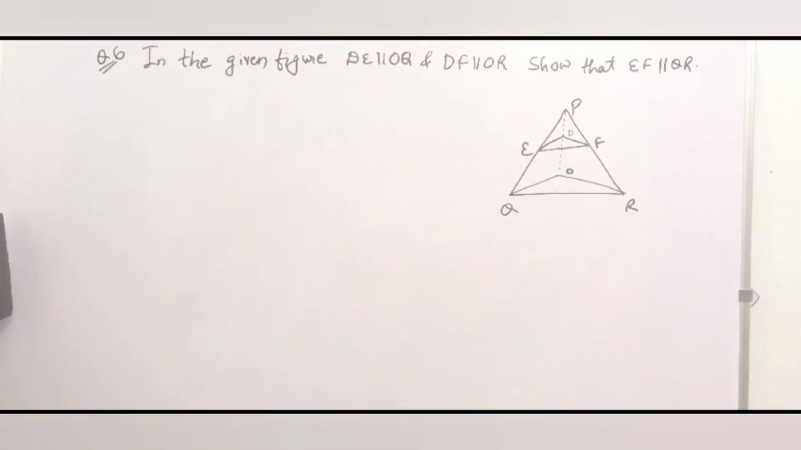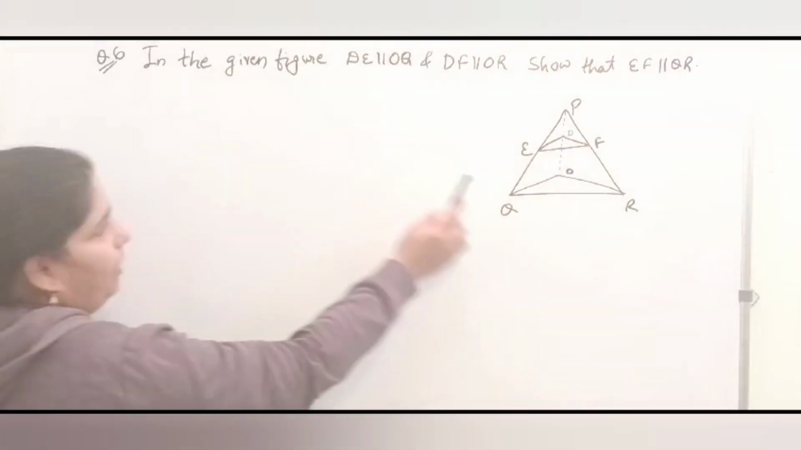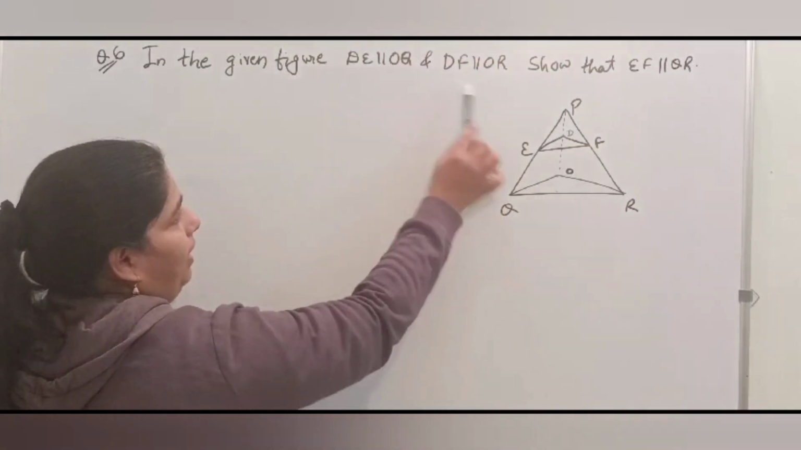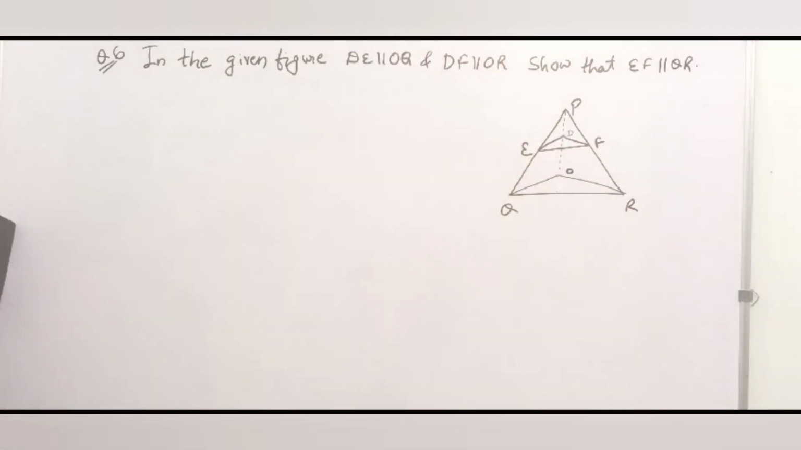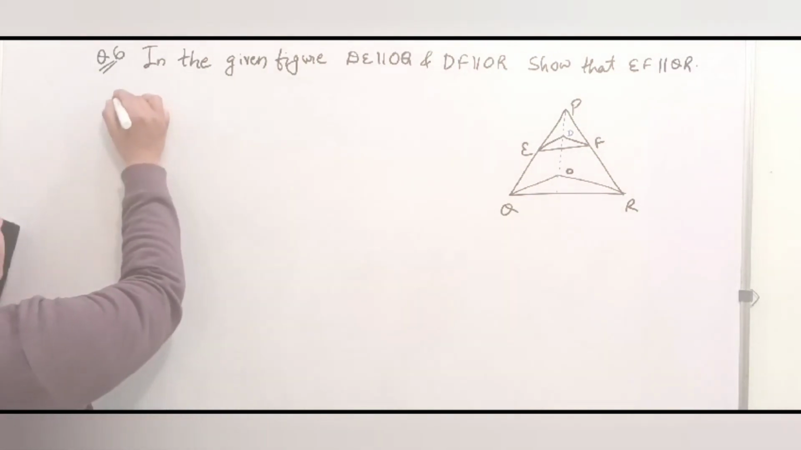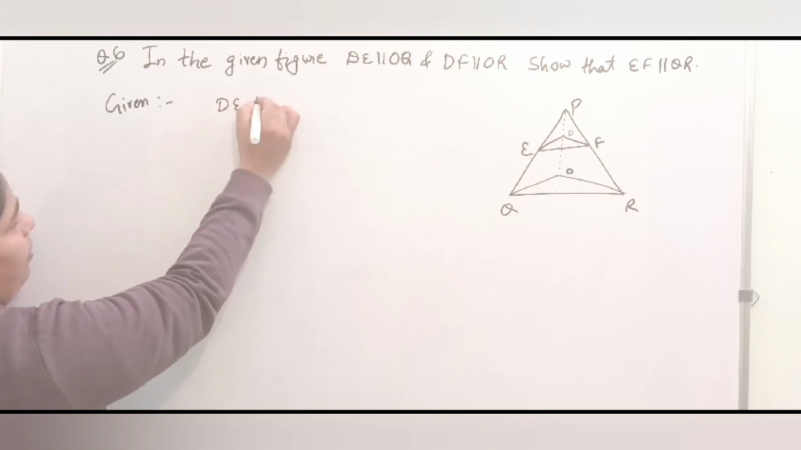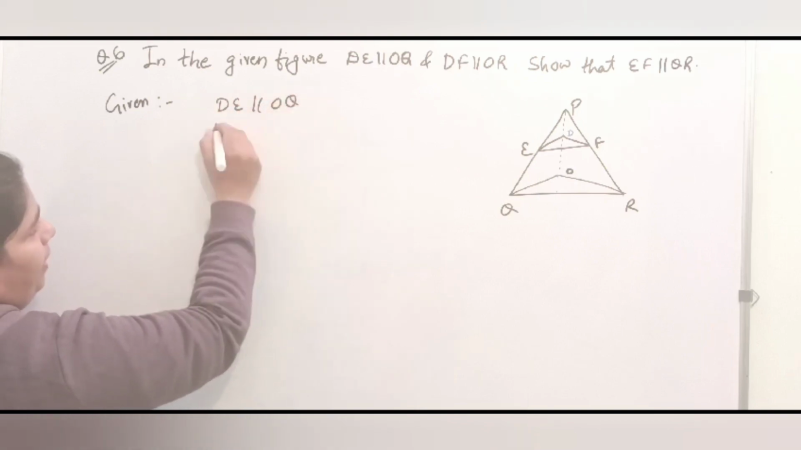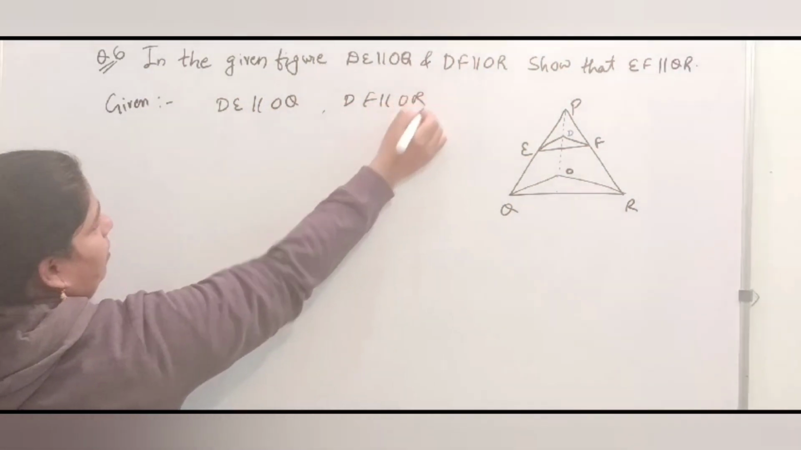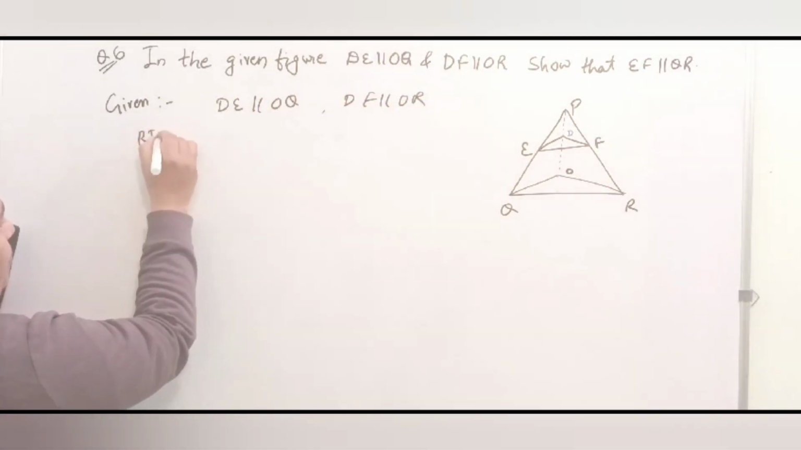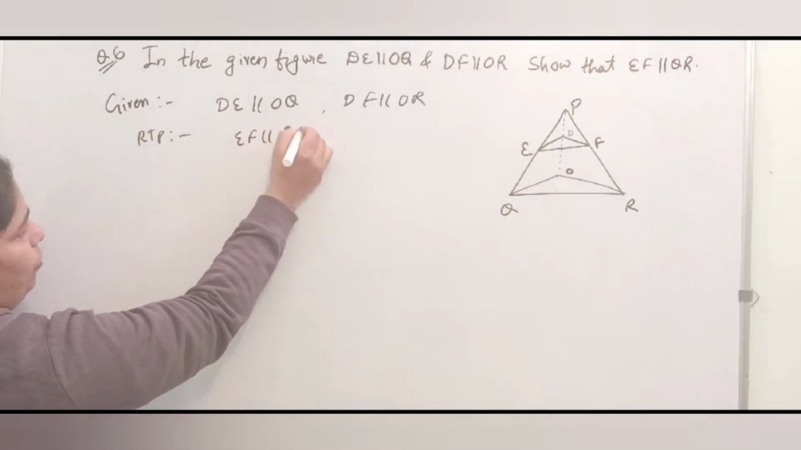Question 6 states that in the given figure, DE is parallel to OQ and DF is parallel to OR, and we have to prove that EF is parallel to QR. Okay, so what is given? DE parallel to OQ and DF parallel to OR. What we are required to prove here? We have to prove EF parallel to QR.